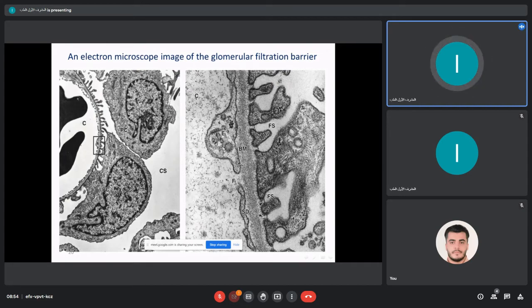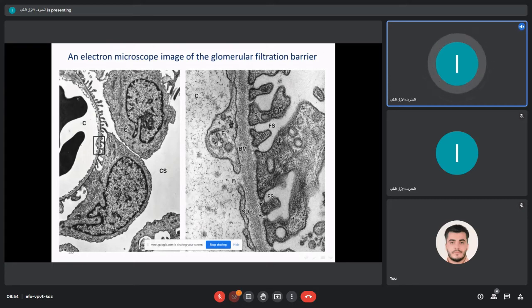This is an endothelial cell. This is the capillary lumen, and this is the lining of the capillaries. This space between the adjacent endothelial cells is the pores or the fenestrations present between the endothelial cells, and it helps the filtrate to pass through the barrier.